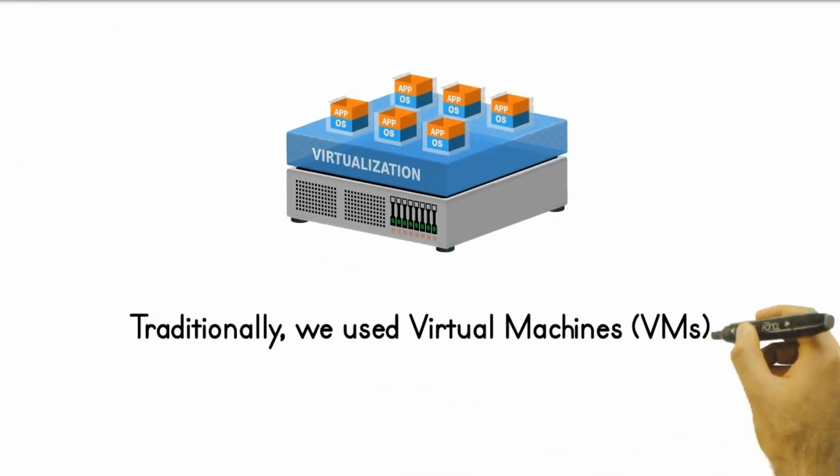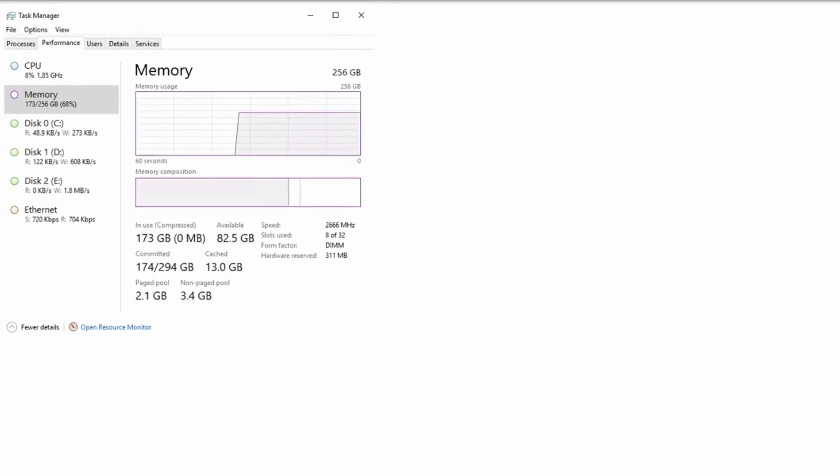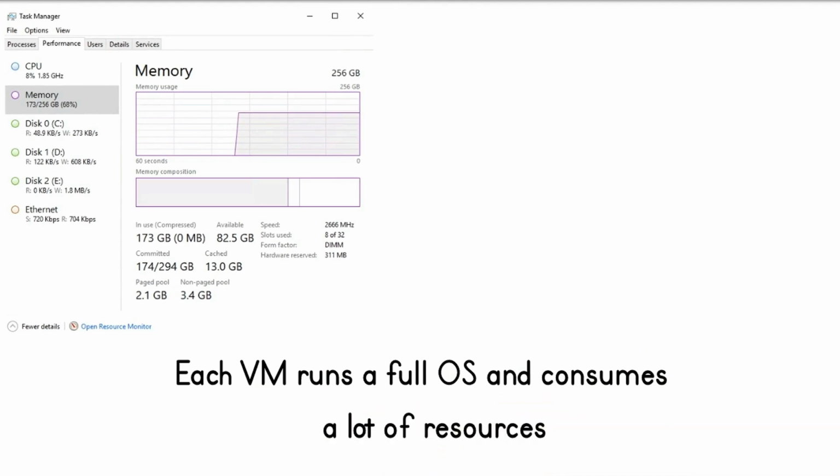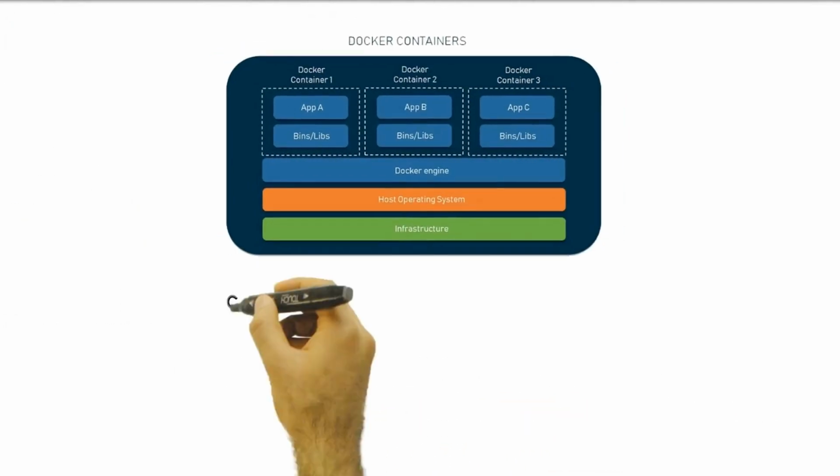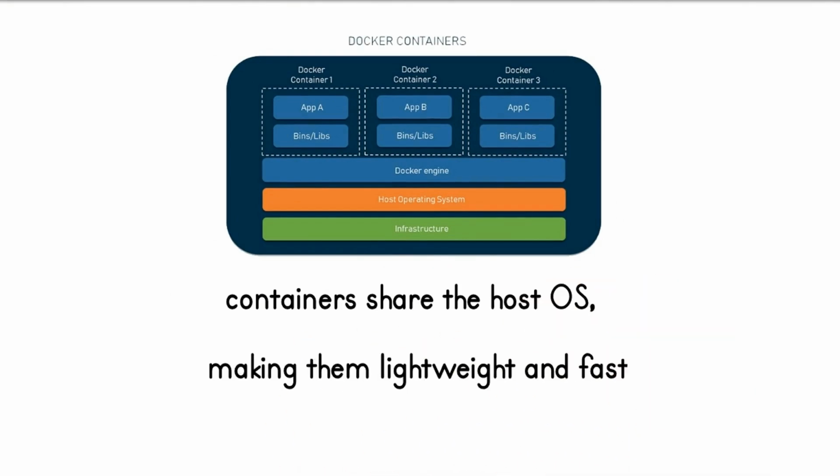Traditionally, we used virtual machines, VMs. Each VM runs a full OS and consumes a lot of resources. They're heavy and can be slow to start. Enter Docker containers. They share the host OS, making them lightweight and fast.